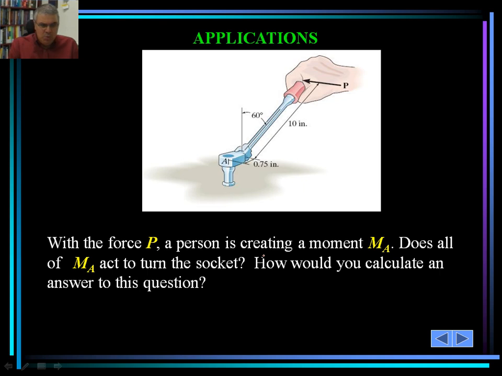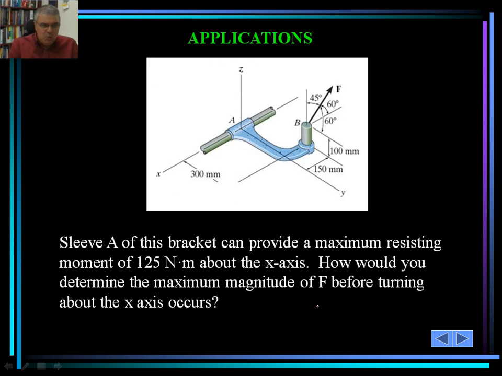So what are some of the applications of a moment about an axis? An applied example is given here. With the force P, a person is creating a moment M sub A about point A. Now, does all of M sub A act to turn the socket in this case? How would you calculate an answer to this question?